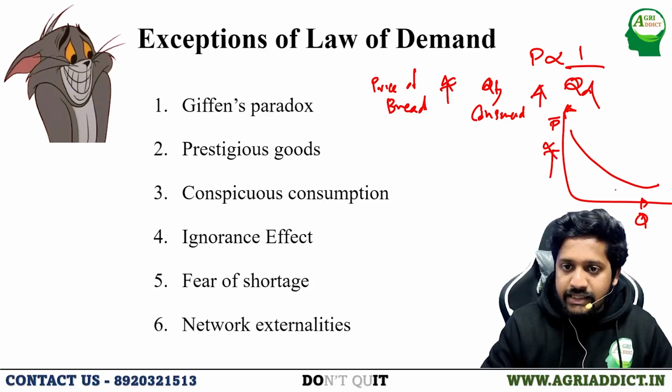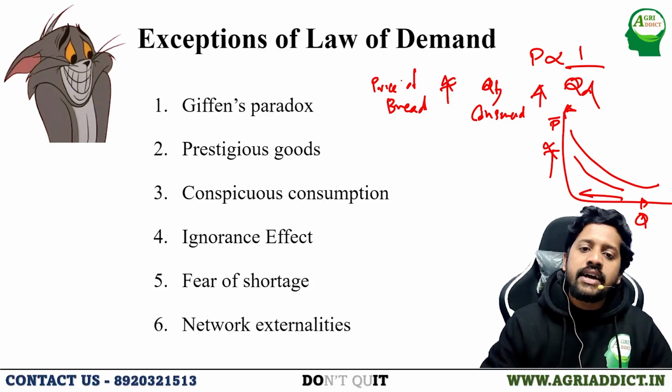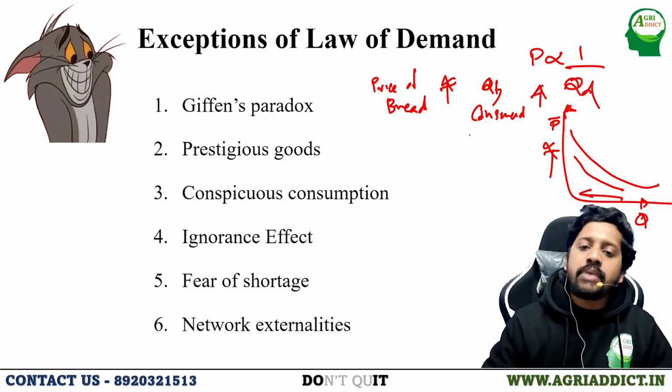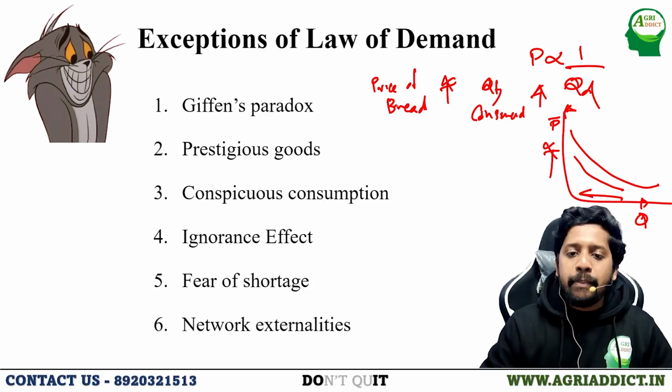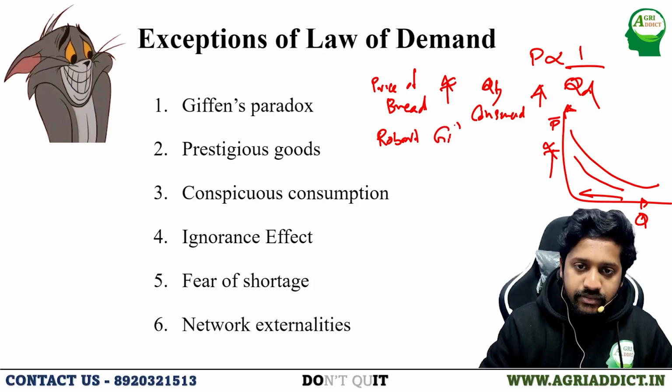See, price increases, so the quantity demanded is decreasing. Price increasing, quantity decreasing. When price decreases, quantity increases. So this was the case of law of demand. And in Britain in the mid 1900s, when the price of bread was increasing, the quantity consumed by the consumers was also increasing. Why did it happen? It was observed by Robert Giffen.